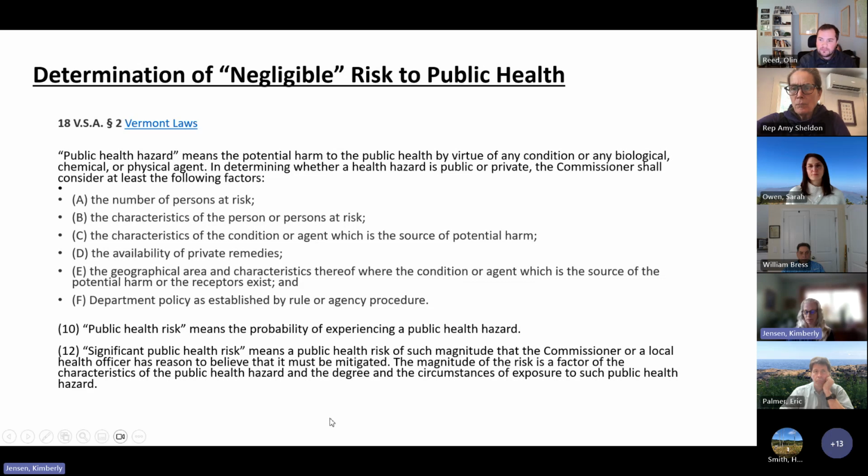Do we have any comments from the committee members about potentially adding in a definition for negligible, or just accepting the public health definitions as they are already noted? William? Dr. Bress?